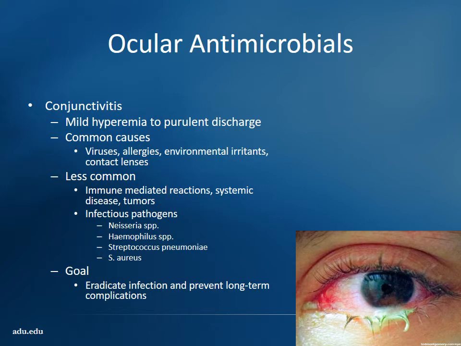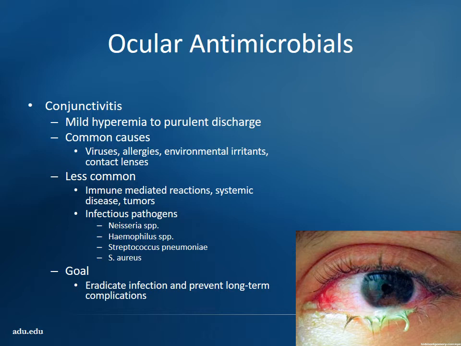So again, we know conjunctivitis, you'll end up seeing this mild hyperemia, purulent discharge. Commonly, it's not bacterial at all. Most of the time, it's just going to be viral, right? Other things that can cause it include environmental irritants, contact lenses, allergies. Less commonly, you may see systemic diseases or tumors that can cause conjunctivitis.